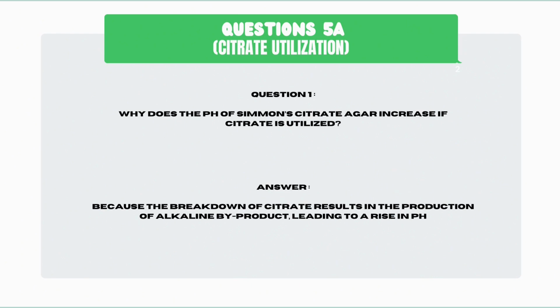Question number 1. Why does the pH of Simmons citrate agar increase if citrate is utilized? The pH of Simmons citrate agar increases when citrate is utilized because the breakdown of citrate results in the production of alkaline byproducts, leading to a rise in pH.